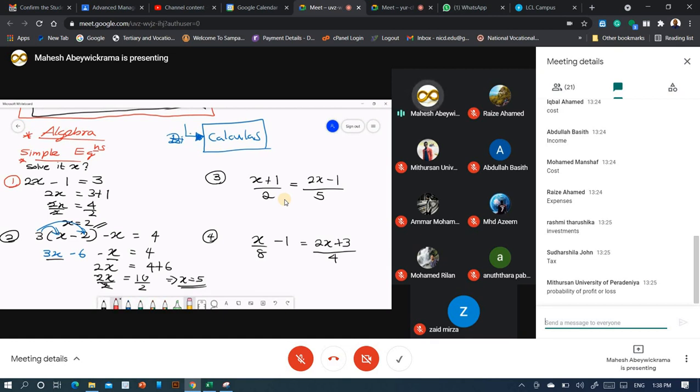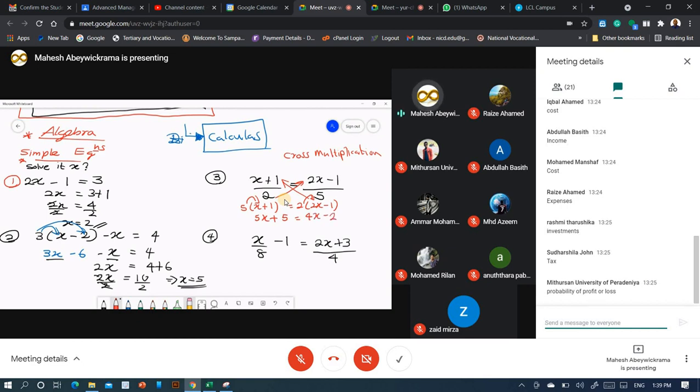Yes, children. Now here, this is like cross multiplication. We call it cross multiplication. So we have to multiply this 5 with x plus 1 and 2 with this. So 5 times x plus 1. The other side, 2 times 2x minus 1. So 5 times x is 5x. 5 times 1 is 5. 2 times 2x is 4x. 2 times minus 1 is minus 2.